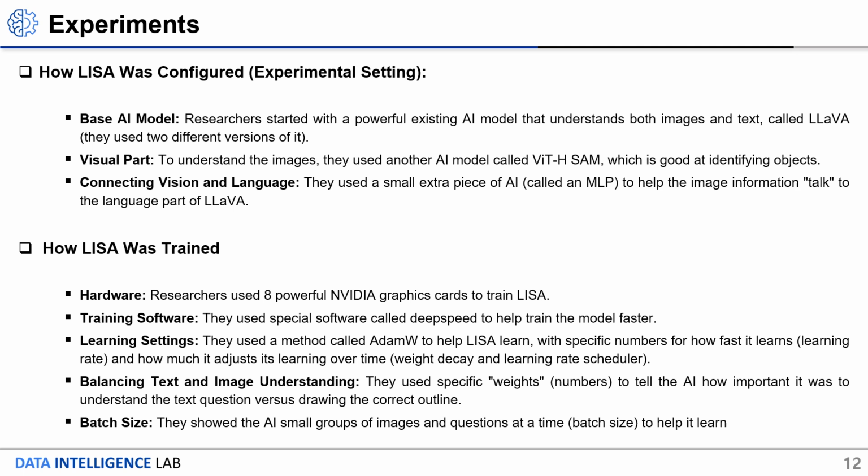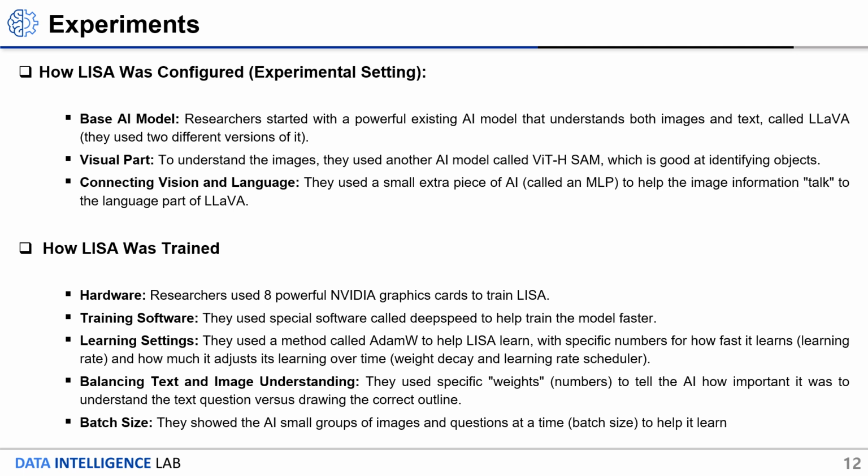Now, how was LISA trained? For the hardware, researchers used 8 powerful NVIDIA graphics cards to train LISA. And for the training software, they use a special software called DeepSpeed to help train the model faster. For the learning settings, they use a method called AdamW to help LISA learn, which has specific numbers for how fast it learns, the learning rate, and how much it adjusts its learning over time, the weight decay and learning rate scheduler.